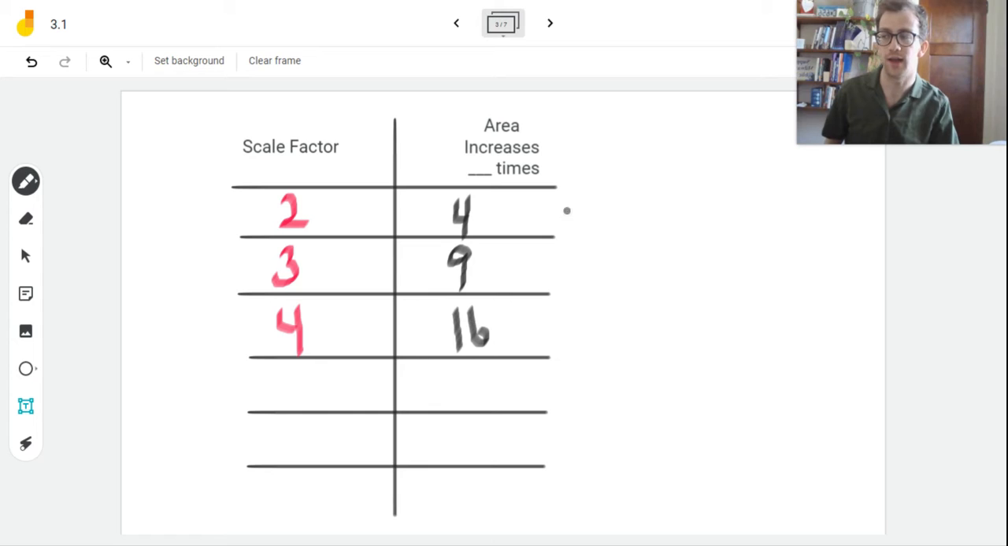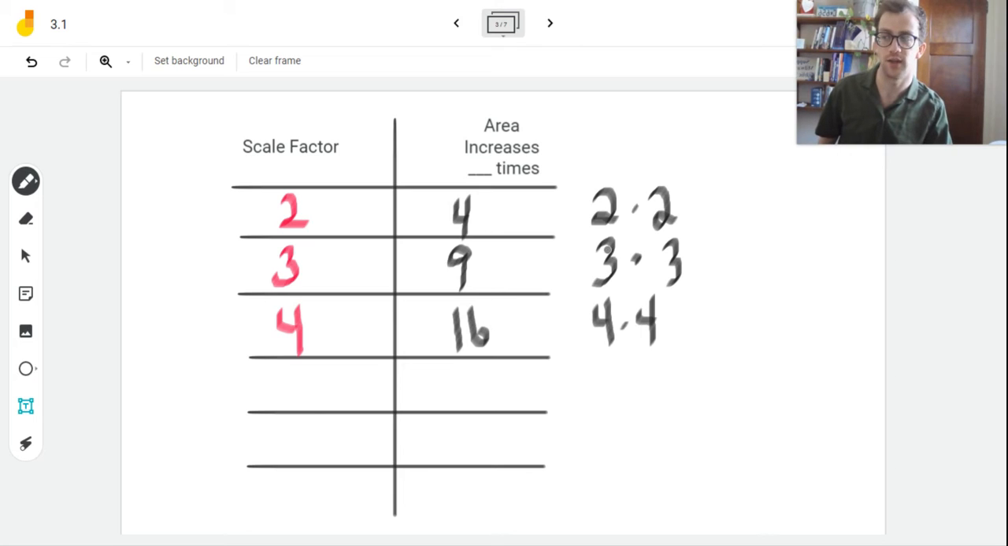You might notice that if you take the scale factor and you multiply it by itself, so for example, 2 times 2, you'll find how much the area increases by. 3 times 3 equals 9. Scale factor of 4, well, 4 times 4 equals 16. There's a really important way in math that we write equations like this, where you multiply a number by itself. 2 times 2 is the same as saying 2 to the power of 2 with an exponent. I can say 2 to the second power. You're also going to hear me say 2 squared.